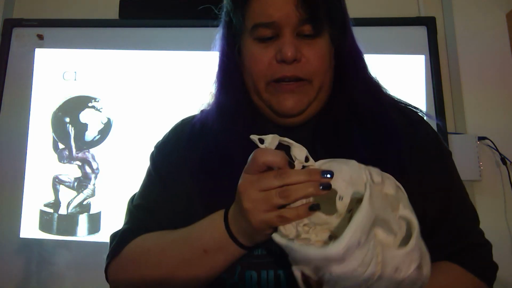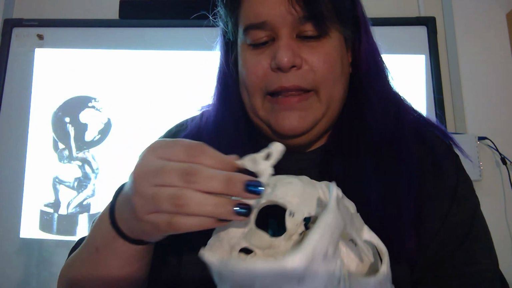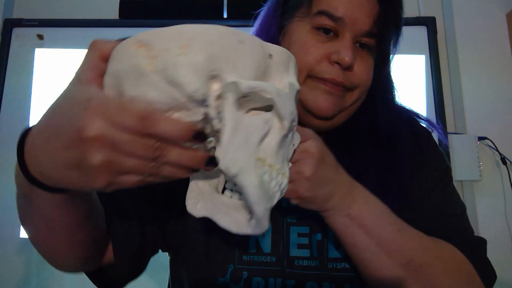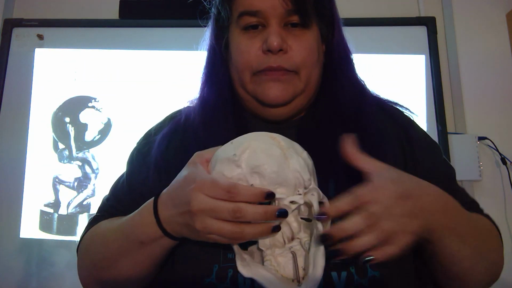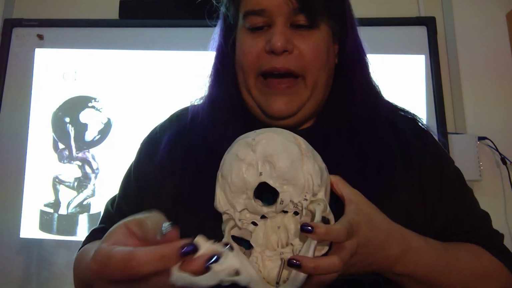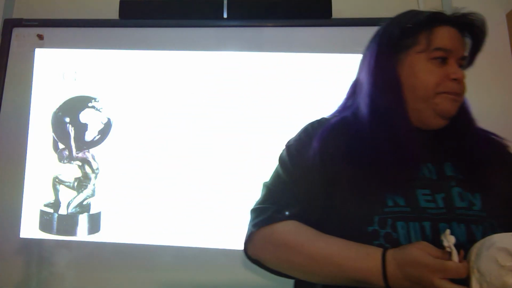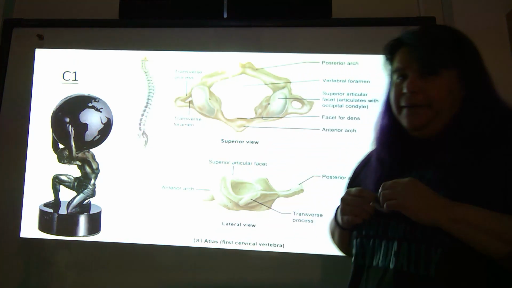Remember those occipital condyles that we talked about earlier? Atlas holds up the world. He's the first vertebra, and this is the one that allows you to do the nodding and the shaking, because of how these articulate with these occipital condyles. So let's look at the parts and pieces of Atlas.